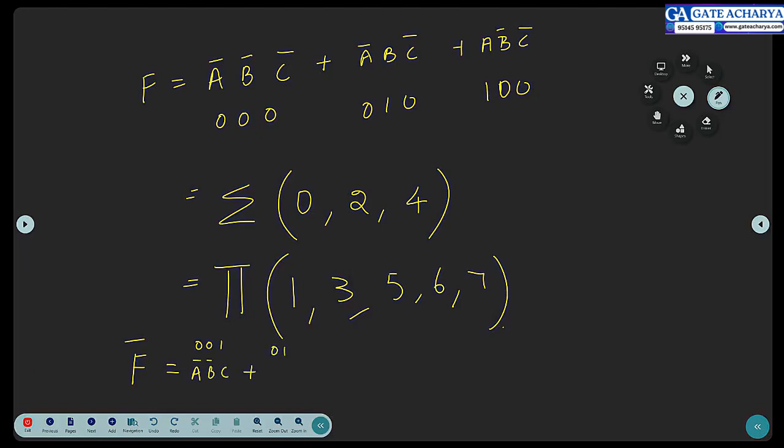3 means... then 5 means A, B bar, C. 6 means... 6, A, B, C bar. Now this is F bar equal to no. Take the bar inside, see which option matches. That is the correct answer.